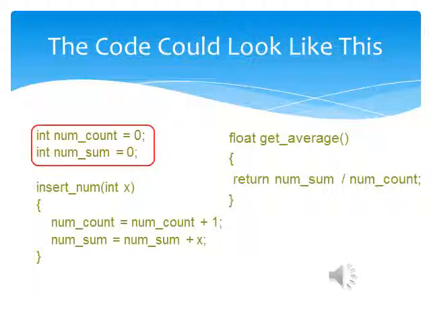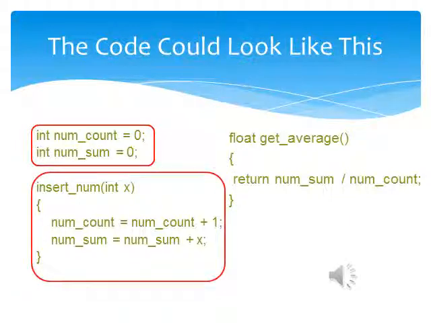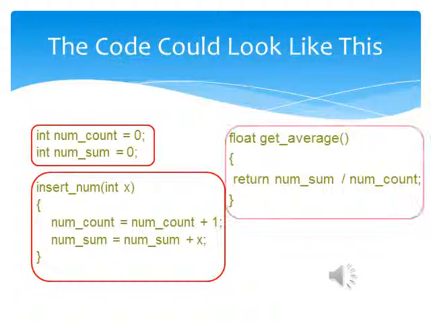We have a data declaration section. It defines two variables numCount and numSum as integer and sets their values to 0. The insertNum method accepts a parameter x. This method adds 1 to numCount and adds x to numSum. The getAverage method returns numSum divided by numCount.